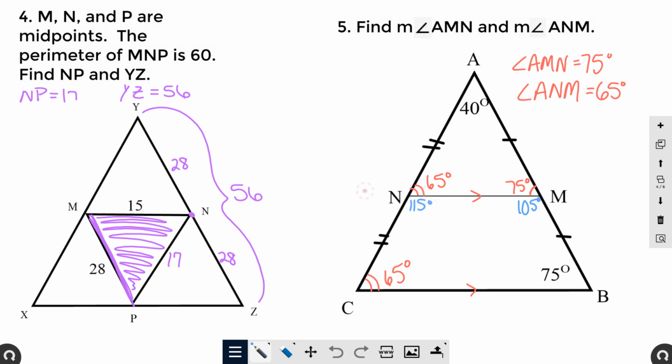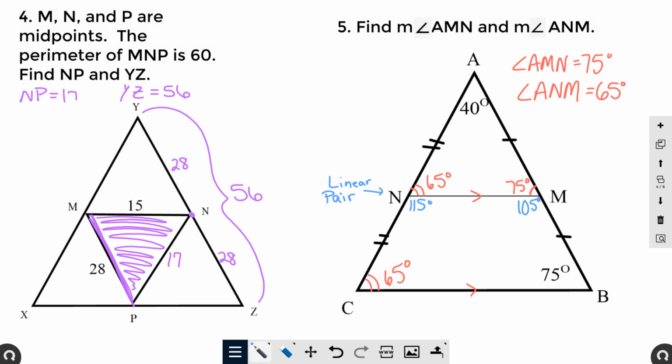115, because that makes a linear pair. So if you need to, make yourself a little note. Even though I don't write it down on the board usually, you can make yourself a note about what type of angles that you have there. So those two at N and those two at M make a linear pair, and then that can help you find all the angles in the picture.